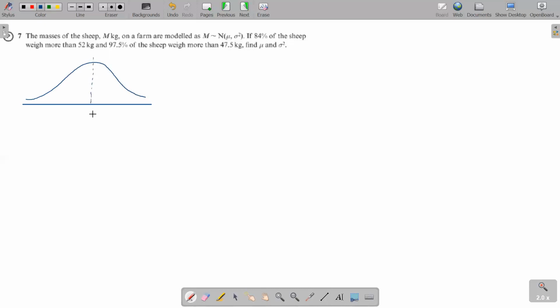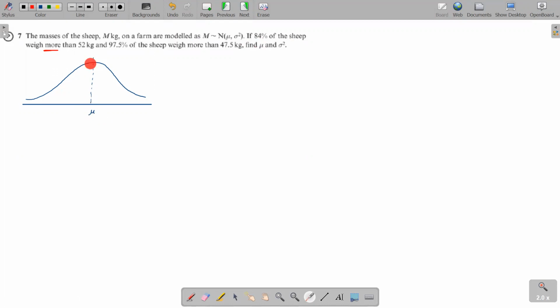So this is the mean, and they are saying 84% of the sheep weigh more than 52 kilograms. If 84% of the sheep weigh more than that, which side do you need to go on here? Weighing more than means now, here this is the mean weight. This mu is the mean weight.